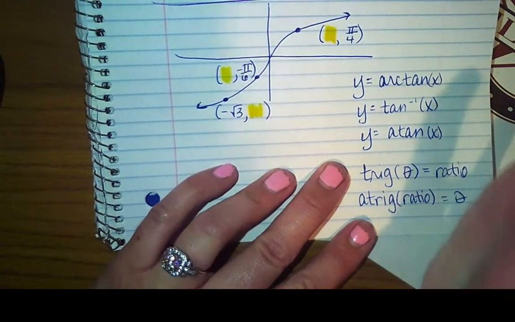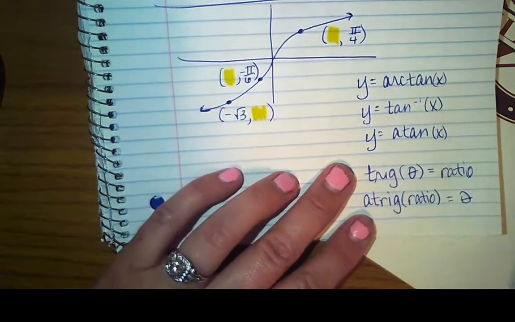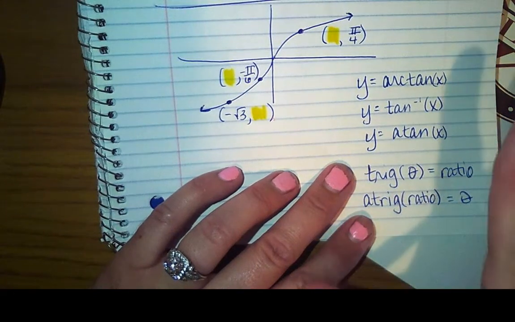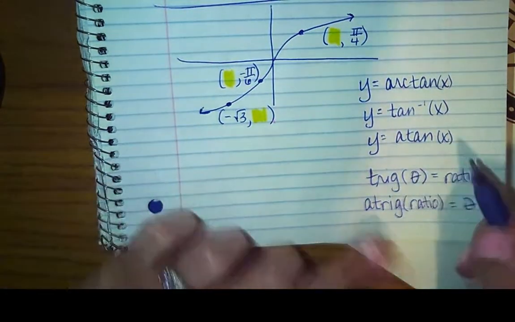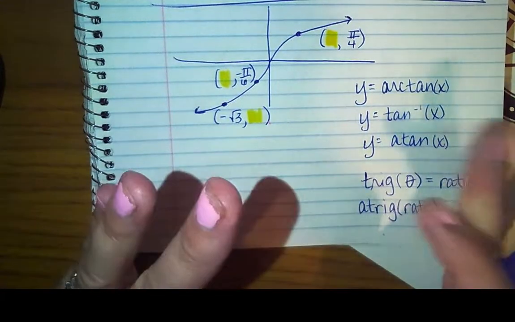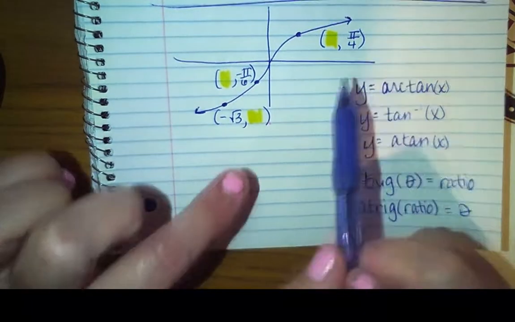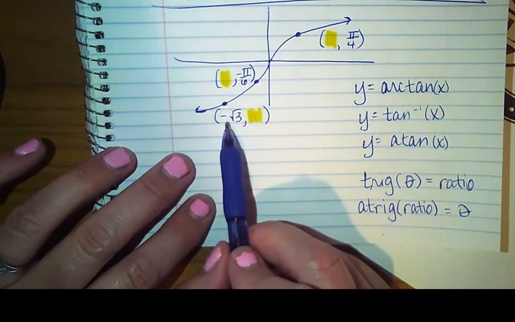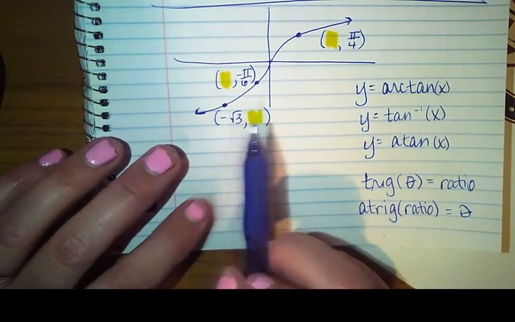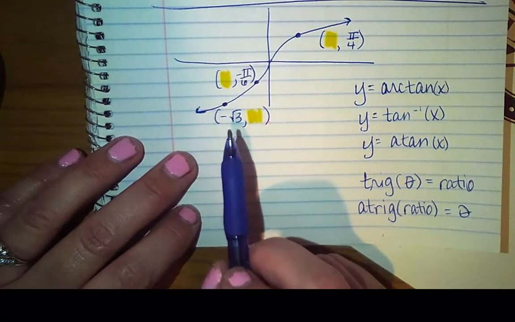And the issue is, and you may have to backtrack on your own, go back into pre-cal world and figure out why we have to restrict the domain the way that we do. But that being said, we have specific intervals that we can work within. So what this is asking is the arctangent of negative root 3. In other words, where does tangent have a ratio of negative root 3?